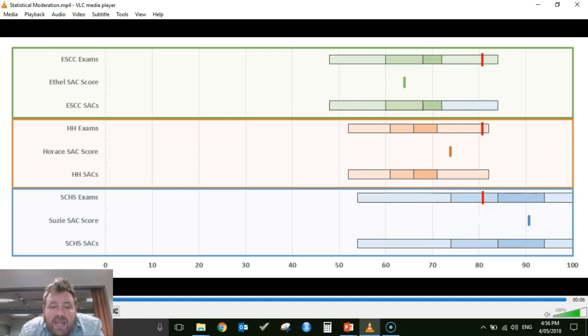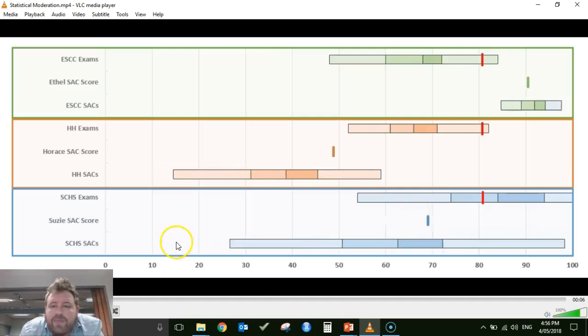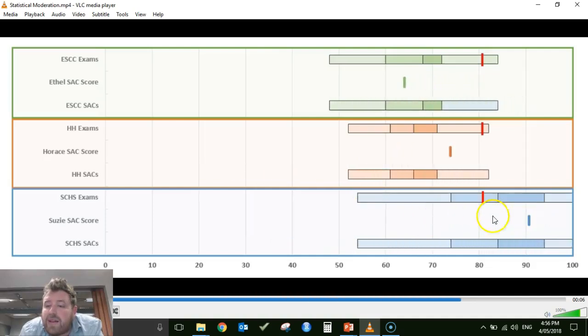The same thing's happened to Susie. Let's watch Susie now. So Susie starts off, the SACs were a little bit harder. We did much better on the exam than we did on the SACs at Suzanne Corey. She's a little bit above the middle for Suzanne Corey. So she ends up with a little bit above the middle mark on the exam, but more impressive than her original SAC mark because we all did really well on the exam.